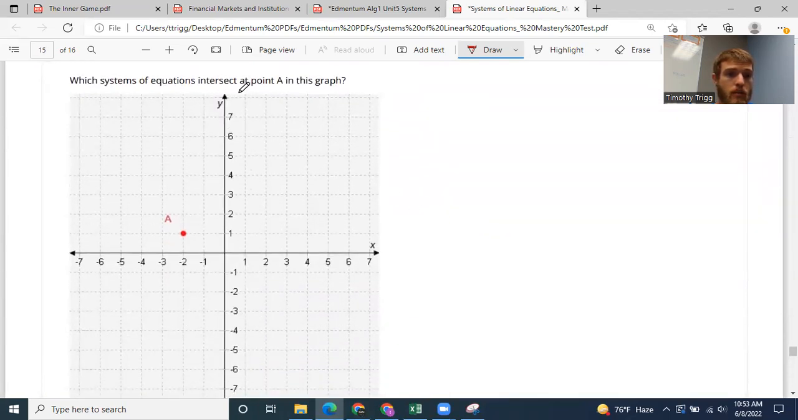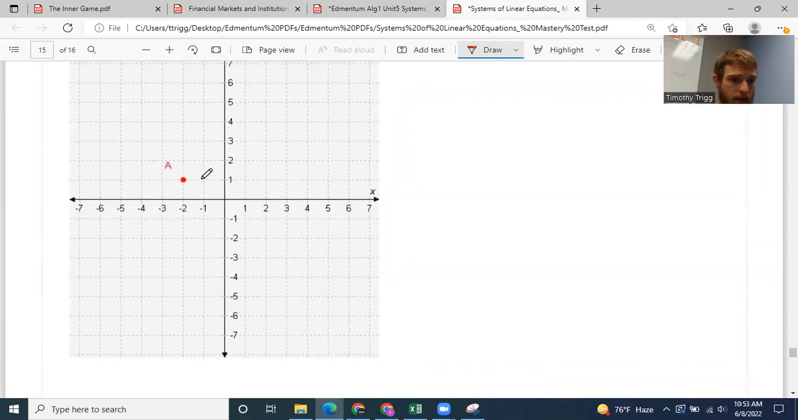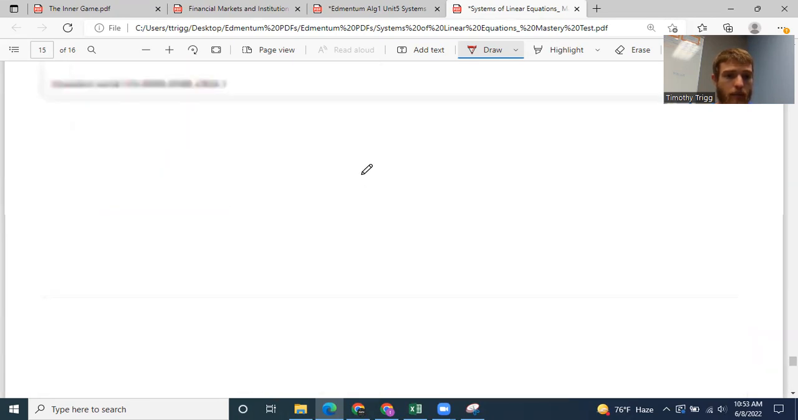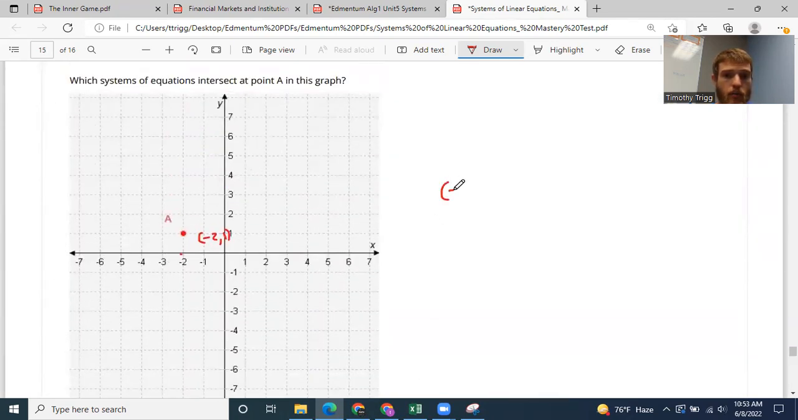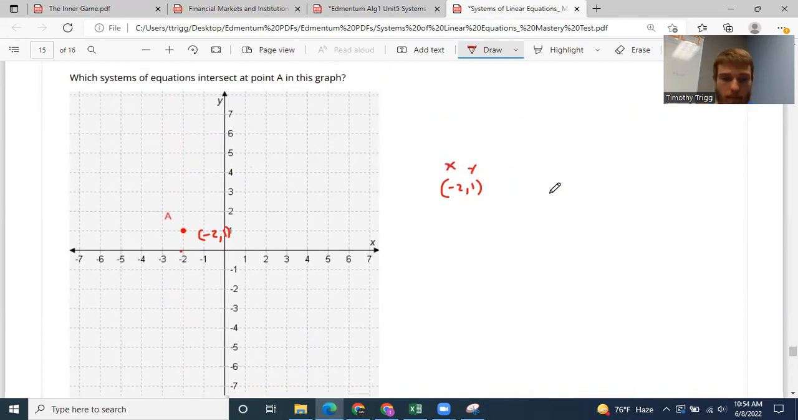Which system of equations intersect at the point A in the graph? So it looks like my point A is at (-2, 1). So my x coordinate is -2, my y coordinate is 1. What you want to do is plug this point into both the equations. The correct answer would have both the equations working for that point. So you'd replace the x coordinate with -2, the y coordinate with 1, plug it in and see if you get a true statement.